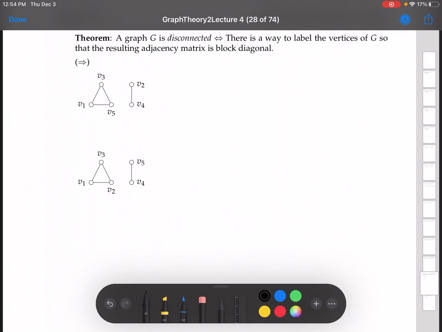In this and the next video, I want to show you why this theorem is true. I'm not going to actually prove the theorem. I think that you will get a better understanding if I just show you an example. All right, so in this video, we're going to look at this direction, which means we're going to work towards understanding why, if a graph is disconnected, then there's a way to label the vertices so the resulting adjacency matrix is block diagonal.